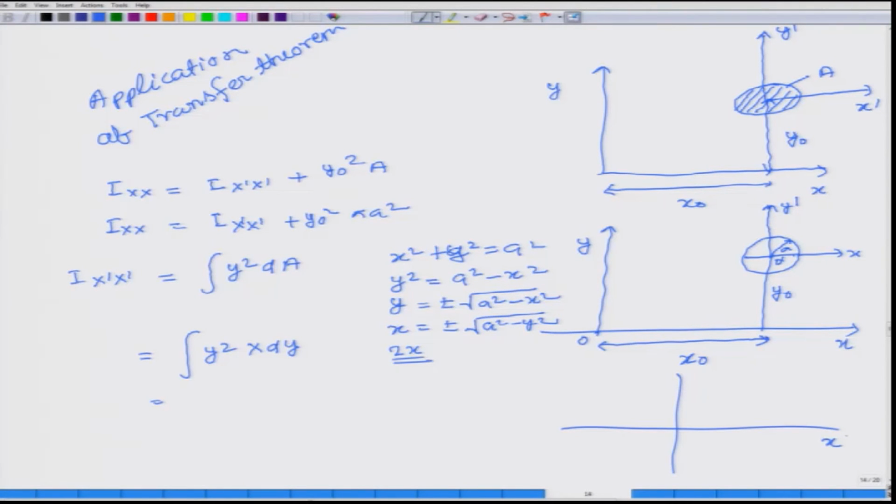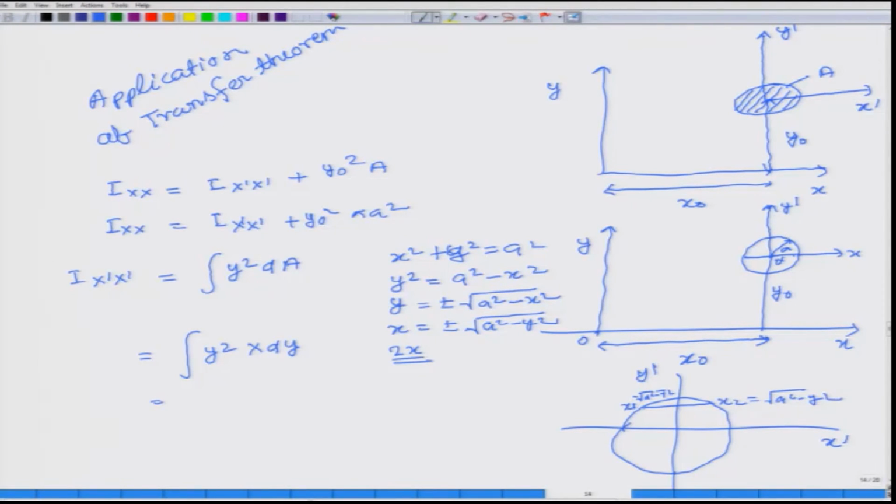This is x prime, this is y prime, and this is x1, this is x2. So, from the equation of circle, we find x equal to plus minus root a square minus y square. So, x1 is minus root a square minus y square, and x2 is root a square minus y square.